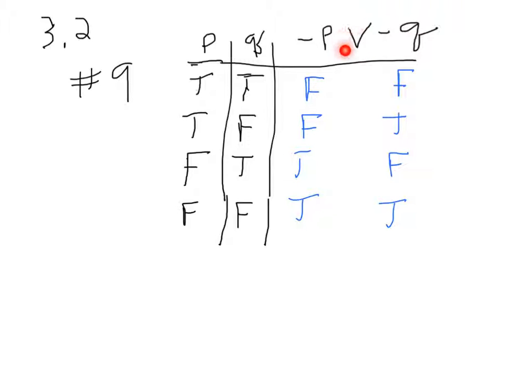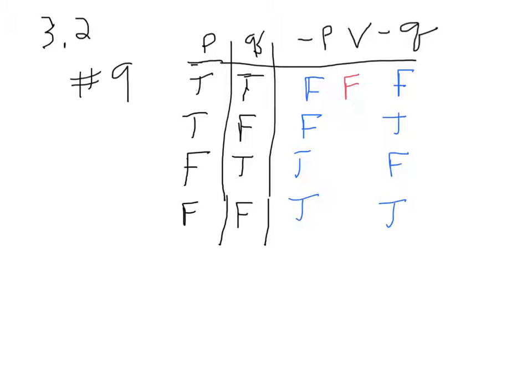This is the symbol for OR, and if you carefully look at OR, if one of these two values is true, then the whole thing's true. The only way you get a false is if they're both false. And that's what we have here. You've got a false or a false, and so that would give you a false.